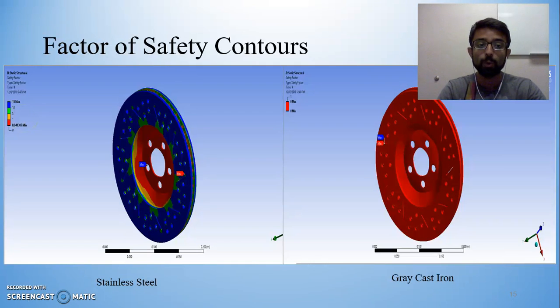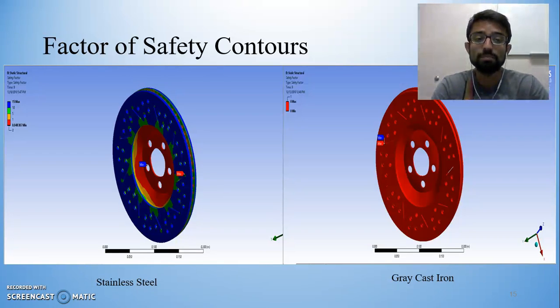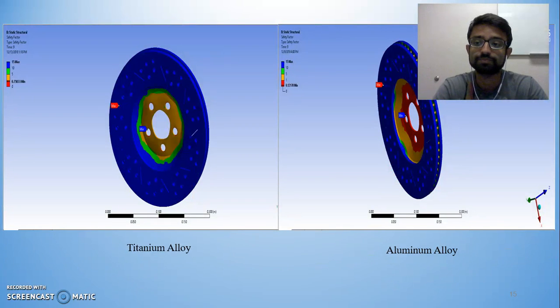Now, since the minimum factor of safety is around 0.04, this material cannot be used. It would be unwise to use this material for manufacturing this brake, because whenever a mechanical component is designed, generally the minimum factor of safety that is aimed for is around 1 to 1.2. On the right hand side is the factor of safety for grey cast iron. As you can see, it's failing all over, thus ruling it out in our manufacturing of the disc brake.